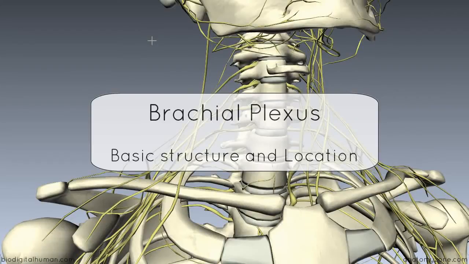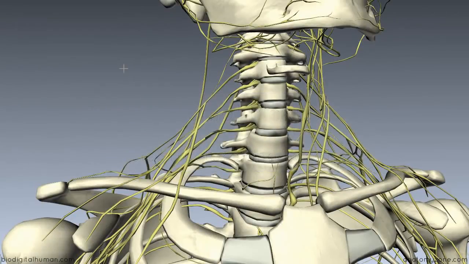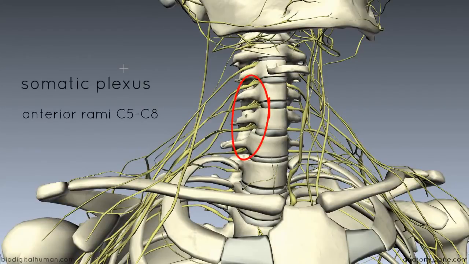Okay, so this is a tutorial on the brachial plexus. So the brachial plexus is a somatic plexus formed by the anterior rami of C5 to C8 and most of the anterior ramus of T1.